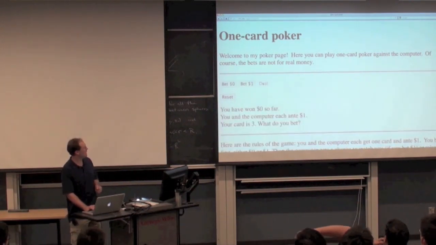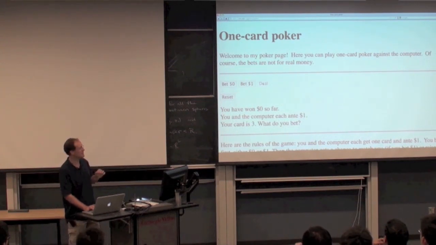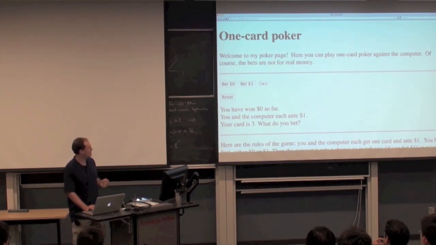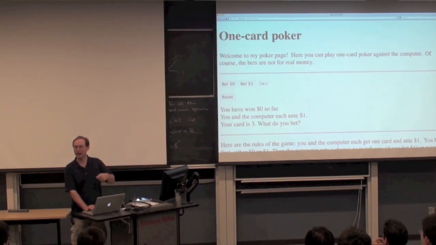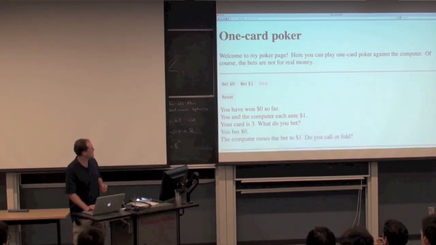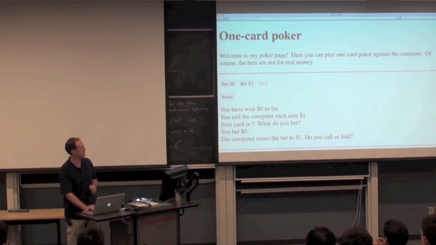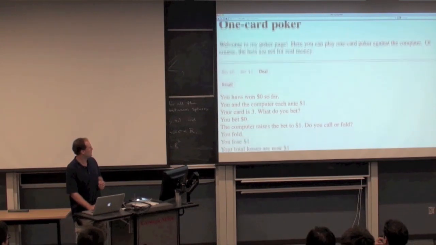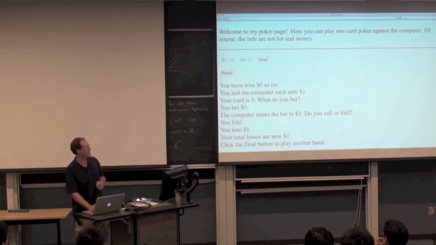So we deal. We've won nothing so far. That's better than what's going to happen in a little while. Computer and I each ante $1. I get a 3. Any thoughts about whether I should bet or pass? Pass, all right. So pass means $0 bet. The computer raises the bet to $1. Ah, darn that computer. What do we do now? Do we call or fold? I hear fold, all right. That's betting 0. You fold, you lose. Your total losses are now $1.